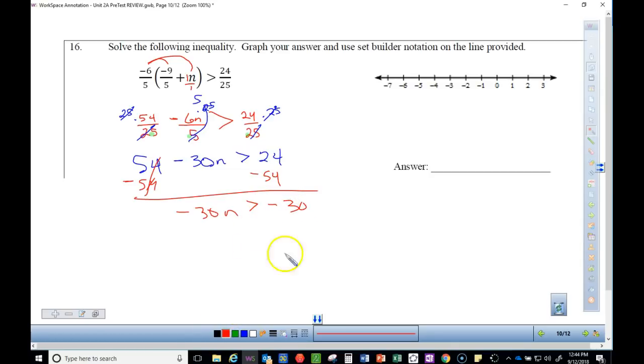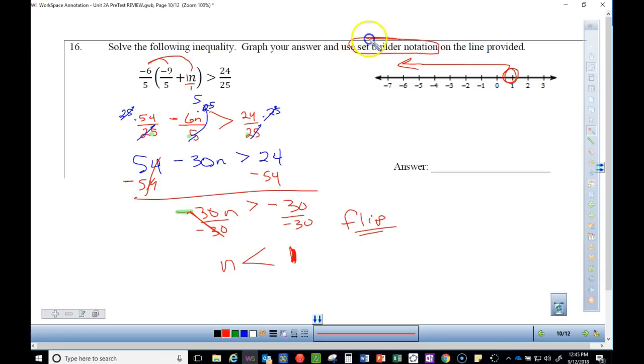Now, watch out. You see that we're about to have to divide by a negative number. So we know already it's going to have to flip. So we're going to divide by a negative 30, divide by a negative 30. So n is going to be less than, and negative divided by negative is positive 1. So n is less than 1. Okay, so open circle on 1, going to the left. Set builder notation means the set of all n where n is less than 1.